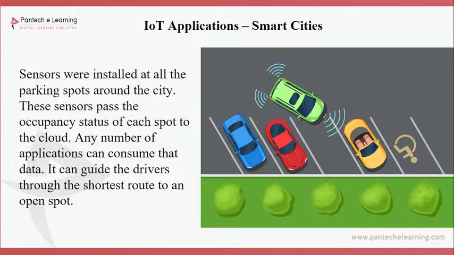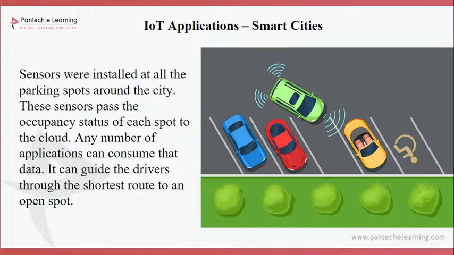So, IoT applications in smart cities. This is about the smart parking system. As in the image, you can see there is a proper order of parking the vehicles in a systematic way. So it can avoid the collision of vehicles and traffic in shopping malls, in traffic systems, wherever it may be. Smart parking is used to avoid vehicle collisions and traffic.